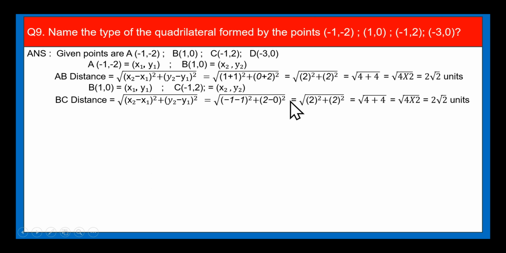-1 minus 1 is -2, whole square. 2 minus 0 is 2 square. -2 whole square is plus 4 and 2 square is also plus 4. 4 plus 4 is 8. 8 can be written as 4 into 2. Square root of 4 is 2 and this is root 2, so 2 root 2 units. This is BC distance.